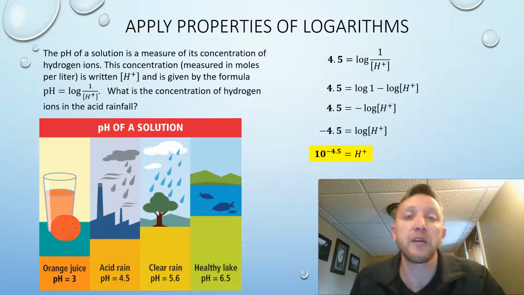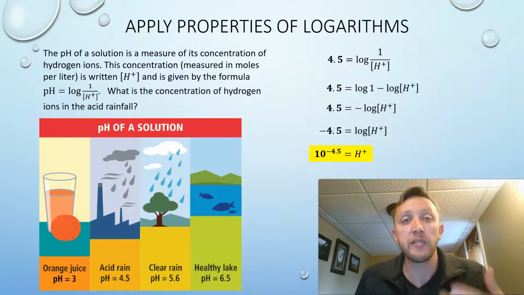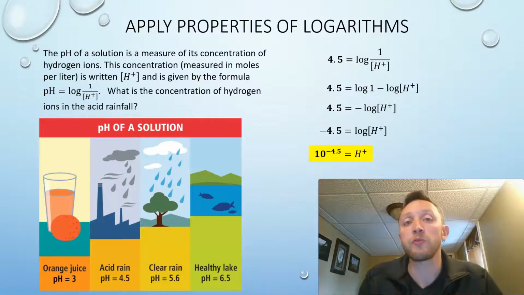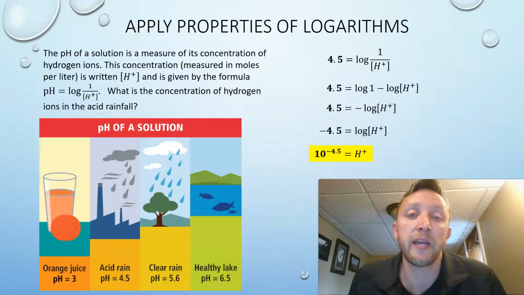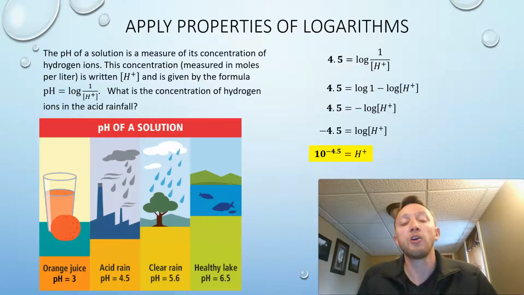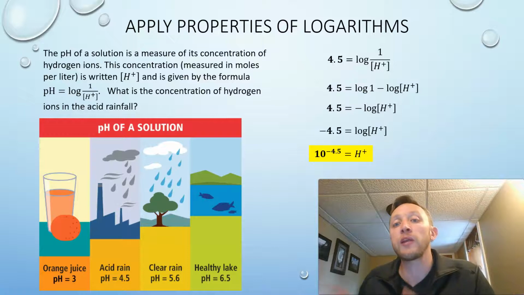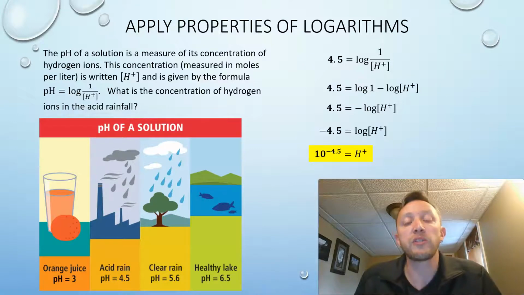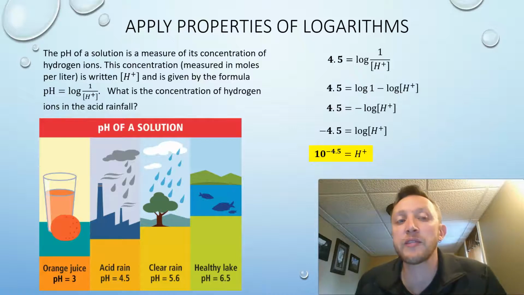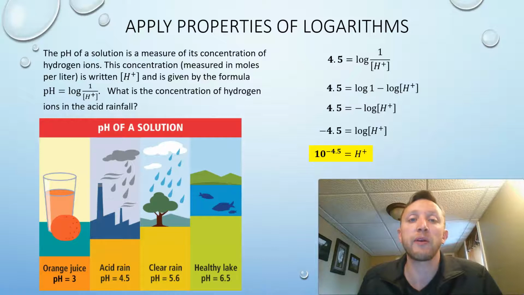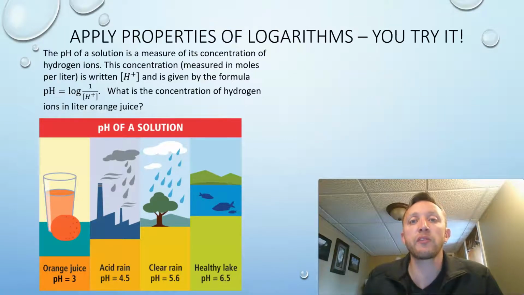and that's going to be the base when we write something in exponential form: 10. And remember, logarithms are equal to our exponents, so our exponent would be negative 4.5 for that base. So 10 to the negative 4.5 power would equal the value, which is H+. So that is your answer. The concentration of hydrogen ions in the acid rainfall we would represent as 10 to the negative 4.5 power. That's your answer.